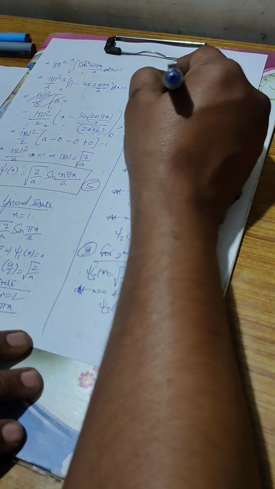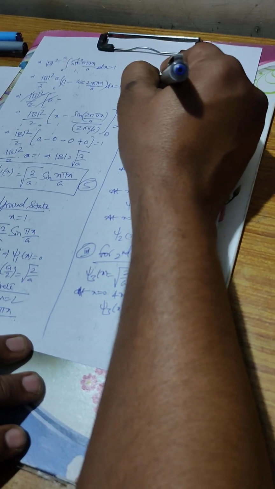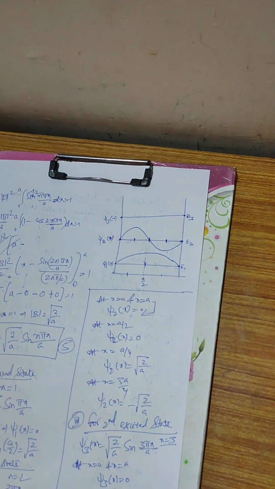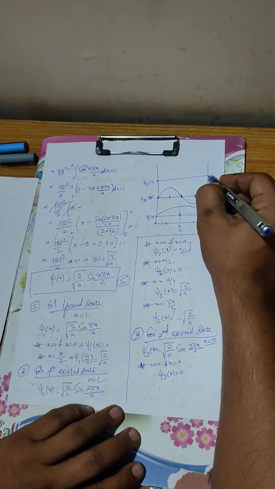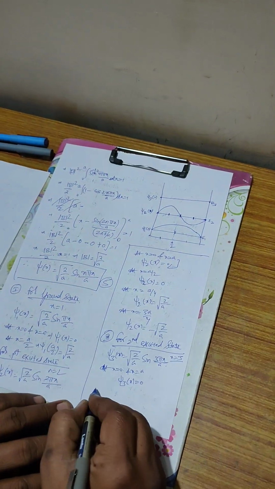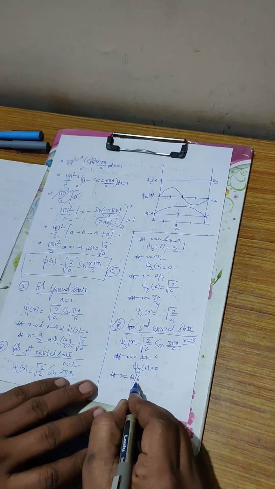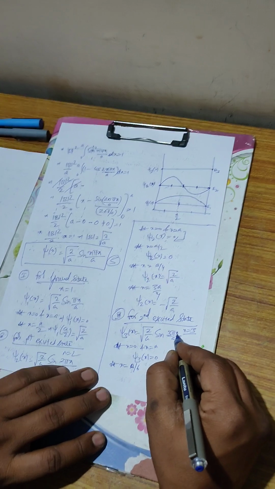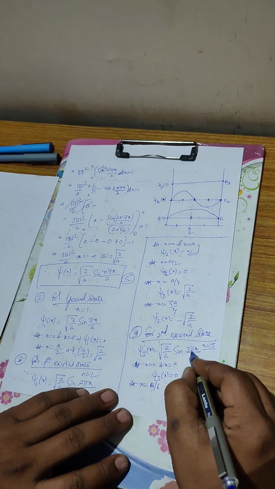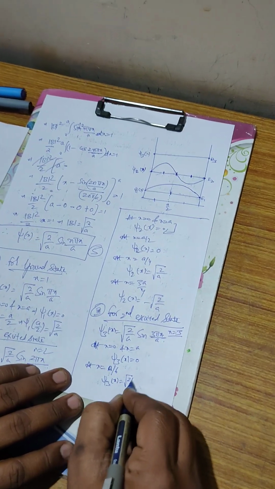So there is no existence of the electron at the boundary of the well, even when the electron is in the second excited state with energy E3. Now, where is the probability of locating the electron maximum when the electron is in the second excited state? To learn about that, we'll take x equal to a by 6. Putting x equal to a by 6 here, we get sine pi by 2. Sine pi by 2 is 1. Therefore, you get psi 3 of x is equal to root 2 by a.